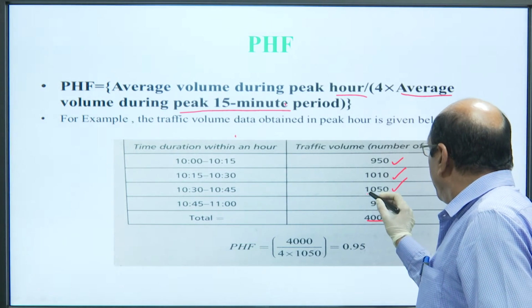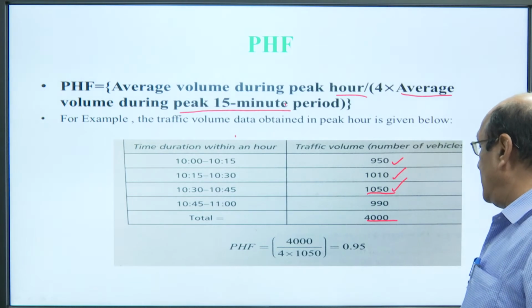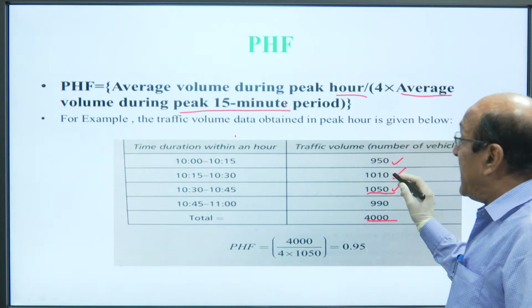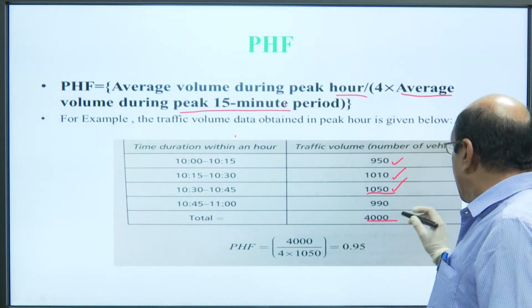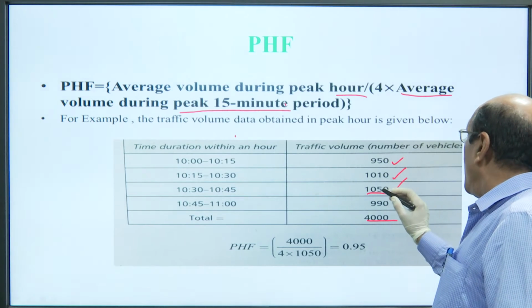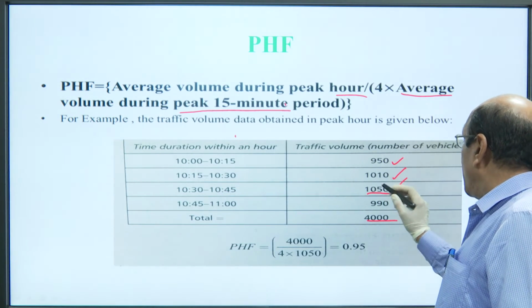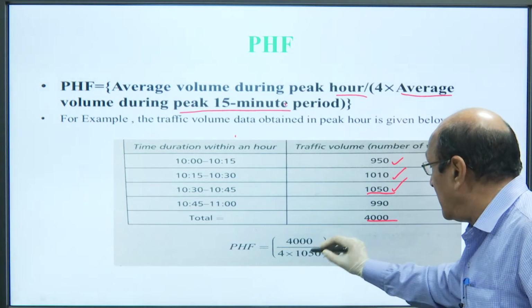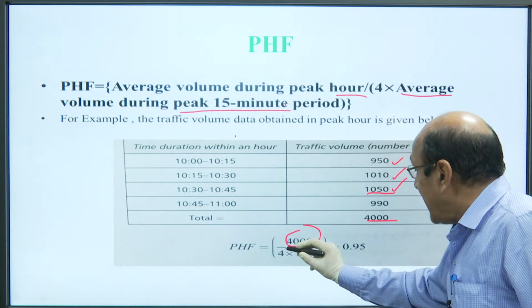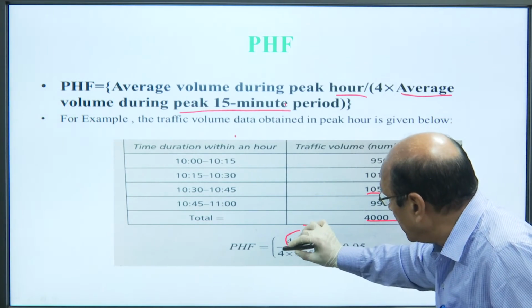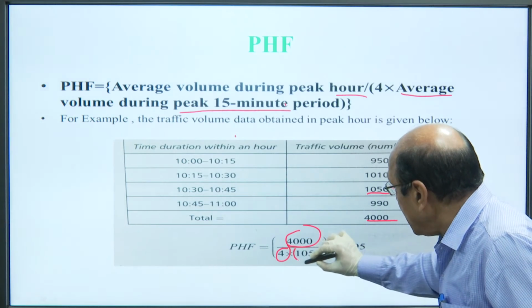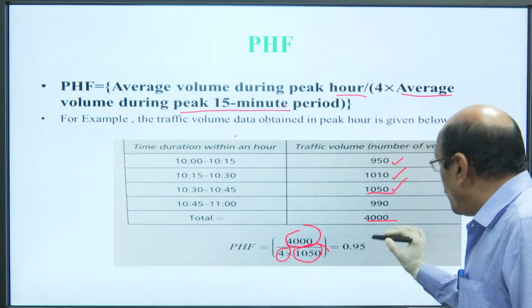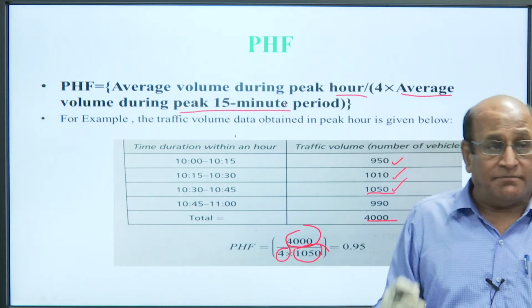Now, the peak 15-minute period is 1050. So, the PHF will be 4000 divided by 4 multiplied by 1050. So, that will come to 0.95.